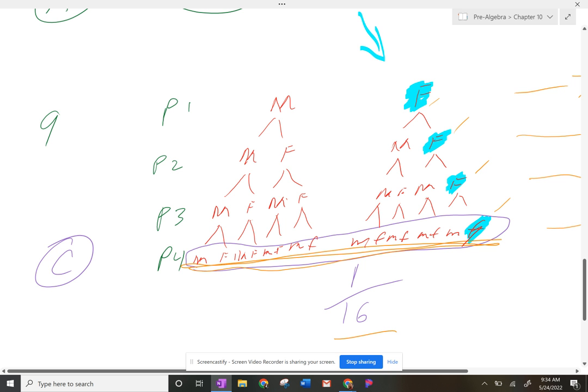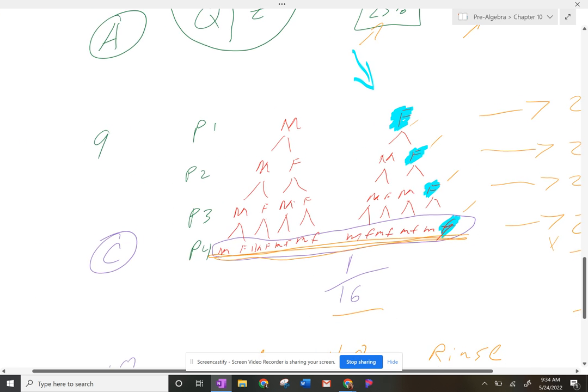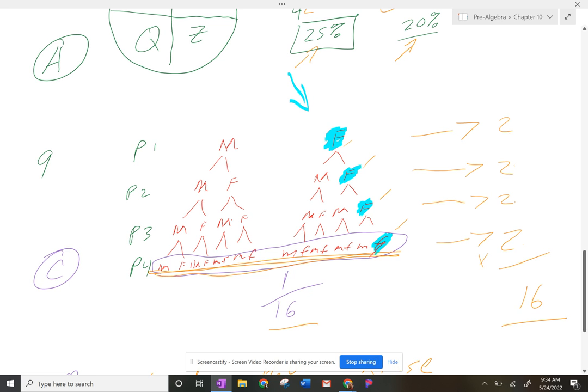One other way to figure out the bottom number, I can look at my total options here. For my first puppy, I've got the choice of 2 options, male or female. Next, I have a choice of male or female, choice of male or female, choice of male or female. I can multiply all those together. I can do 2 times 2 times 2 times 2. If I did that, that gives me 16. My bottom number, the total choices that I could have had, is out of 16.